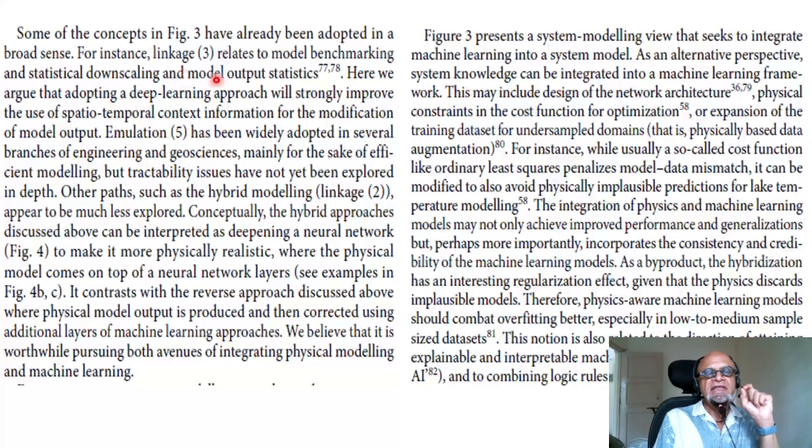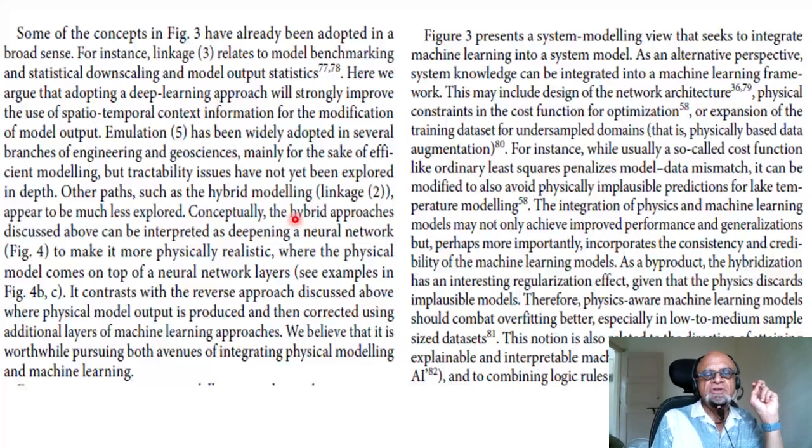For instance, linkage 3 relates to model benchmarking and statistical downscaling and model output statistics. Here we argue that adopting a deep learning approach will strongly improve the use of spatio-temporal context information for modification of model output, so post-processing in some ways. Emulation has been widely adopted in several branches of engineering and geoscience, mainly for the sake of efficient modeling, but tractability issues have not yet been explored in depth.